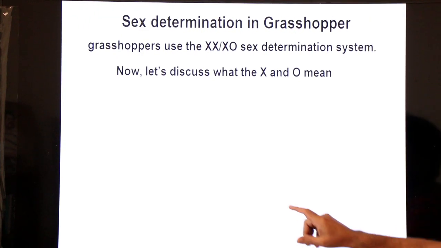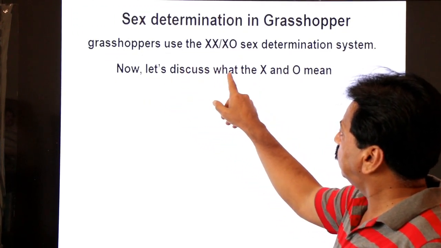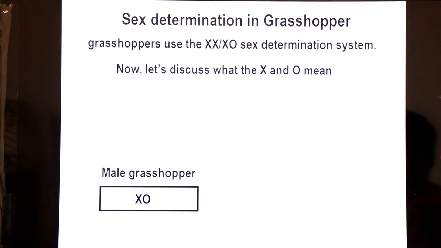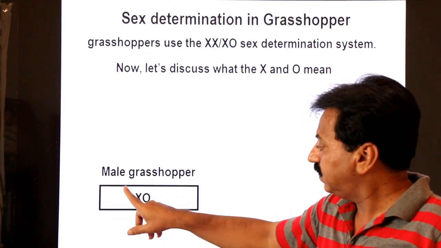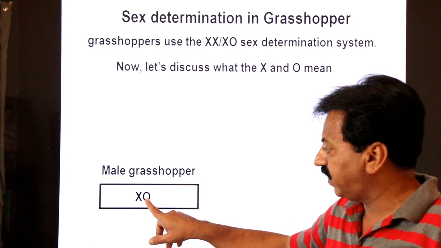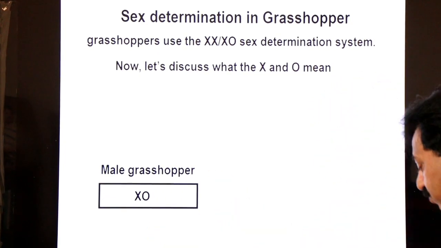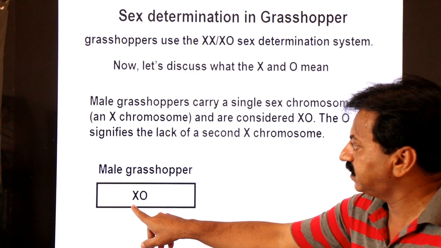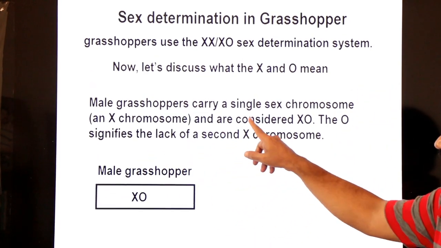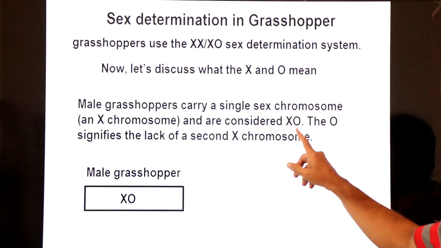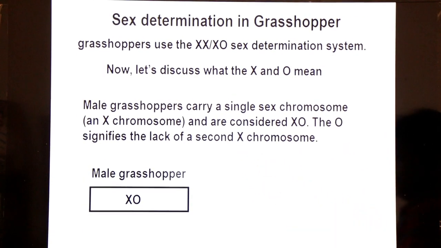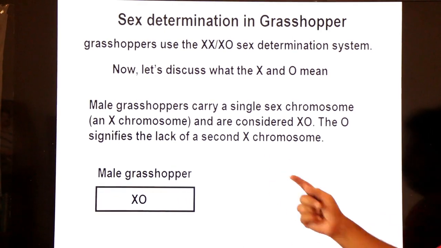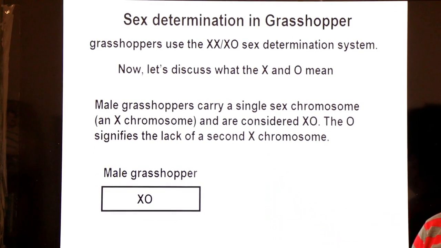So here, X0. Now let's discuss what the X and 0 mean. X0 means the male grasshopper. In case of male grasshopper, there is only one sex chromosome X, and 0 signifies the lack of another sex chromosome. Male grasshoppers carry a single sex chromosome, only an X chromosome, and are considered X0. The 0 signifies the lack of the second X chromosome. So the male grasshopper has only one sex chromosome X. The other X chromosome is lacking.